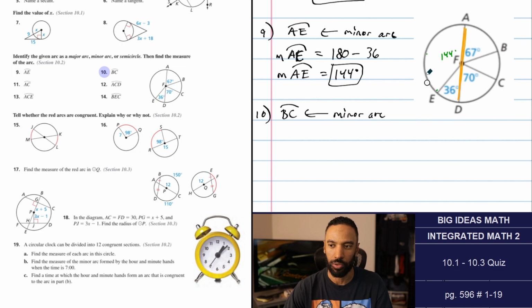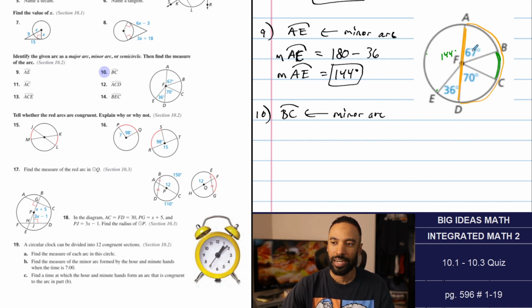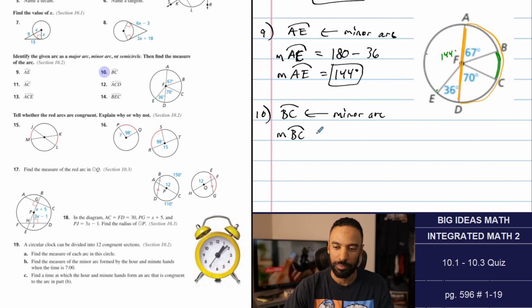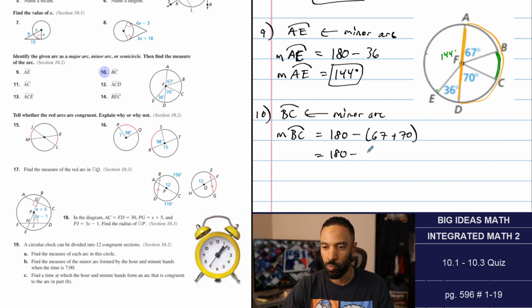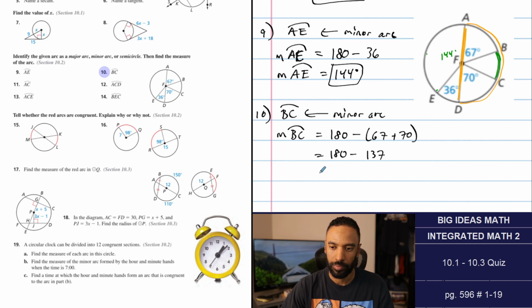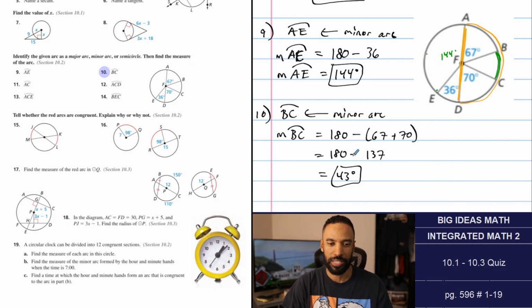Let's use the other semicircle this time. In arc BC, this is what we're trying to find, but note that we have an entire semicircle here, and 67 and 70 can be subtracted from that semicircle, and we can then go ahead and find this thing. So let's do 180 minus the sum of 67 and 70, which is 180 minus 137, which is 43 degrees. And that's the measure of arc BC.